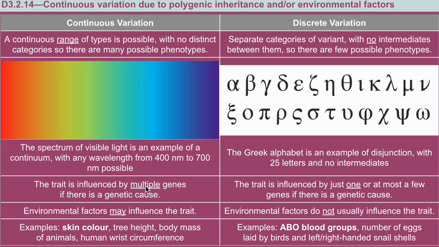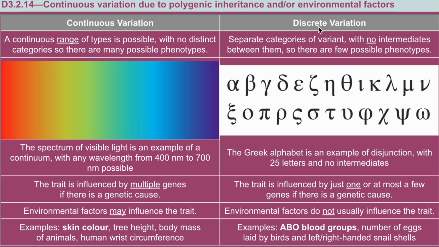In this case, the trait is influenced by multiple genes. Environmental factors may influence the trait. Examples include skin color, tree height, body mass of animals, human wrist circumference, right? We don't either all have dark or light skin. Our skin is along a continuum of skin colors.